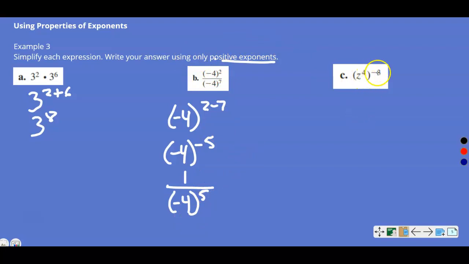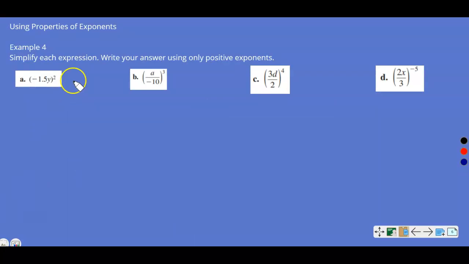Here we have a power to a power. When we have a power of a power, we multiply the powers. So I'm going to have z to the 4 times -3. 4 times -3 is -12. Again, we want only positive exponents, so 1 over z to the 12th power.